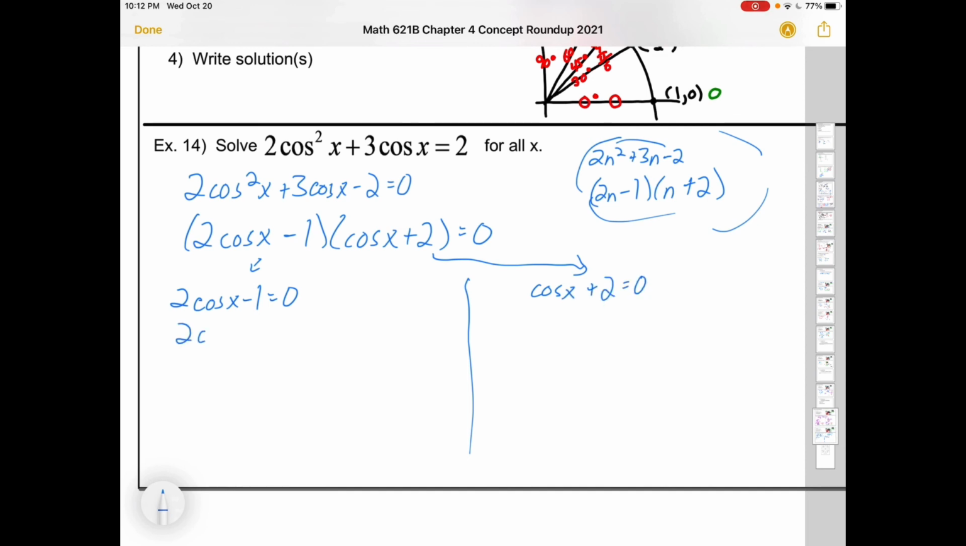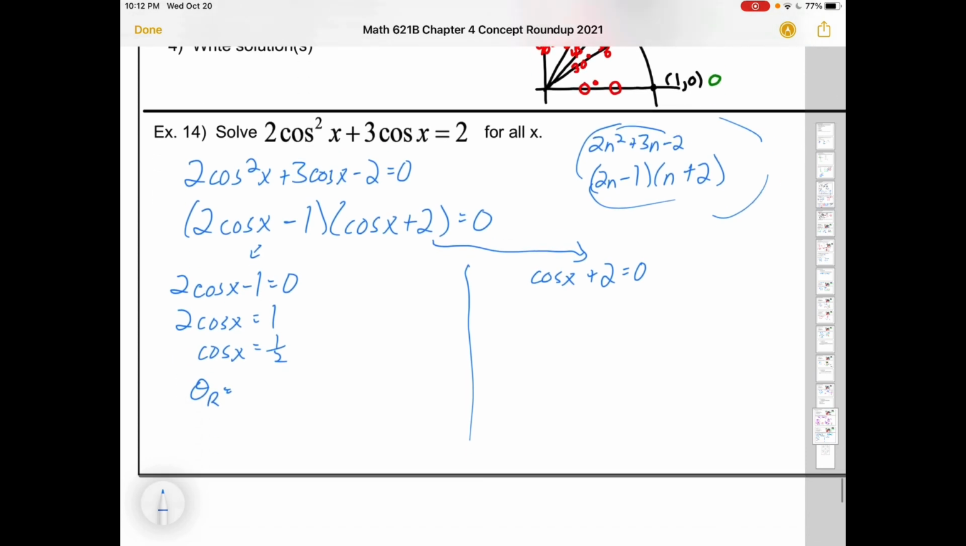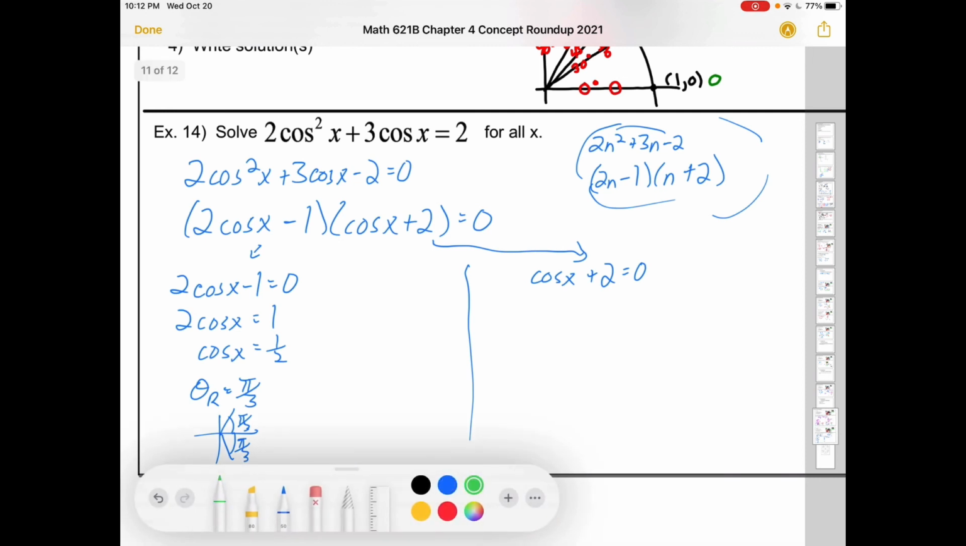All right, I'm going to move some things around. Cos x is a half. I'm going to talk about my reference angle. We've seen this one a lot so far, so that's pi over 3. I'm going to choose my quadrants and sketch it. So cosine is positive in these quadrants. Okay. So what does that give us as angles in standard position?